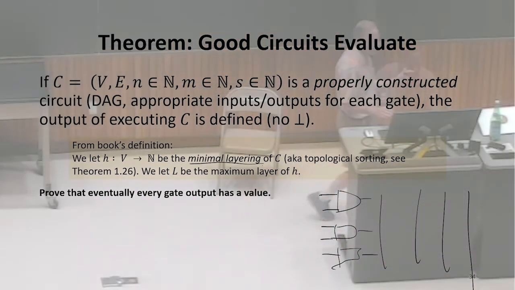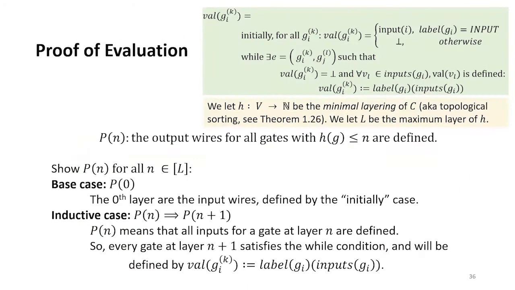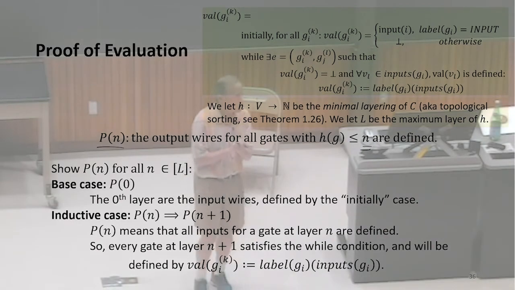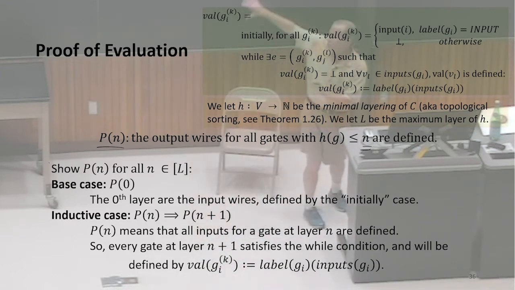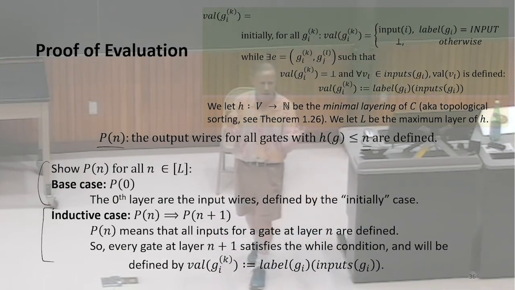We can number the layers. The book already did it for us. It said there's a function that maps each gate to a number, which is the layer of that gate. We're doing induction, where our induction predicate is that for all gates at layer n or earlier, the output is defined. You have a base case, which is the inputs, so it corresponds really nicely to our input, and our inductive case is always saying, if all the inputs of the previous layer are defined, we can define the outputs at the next layer.